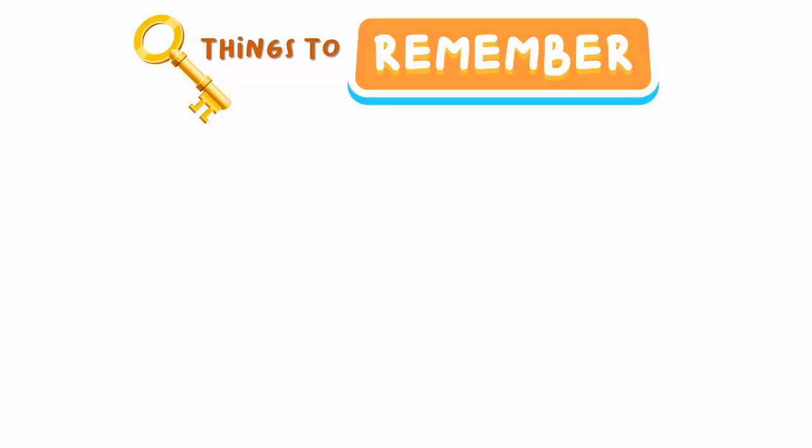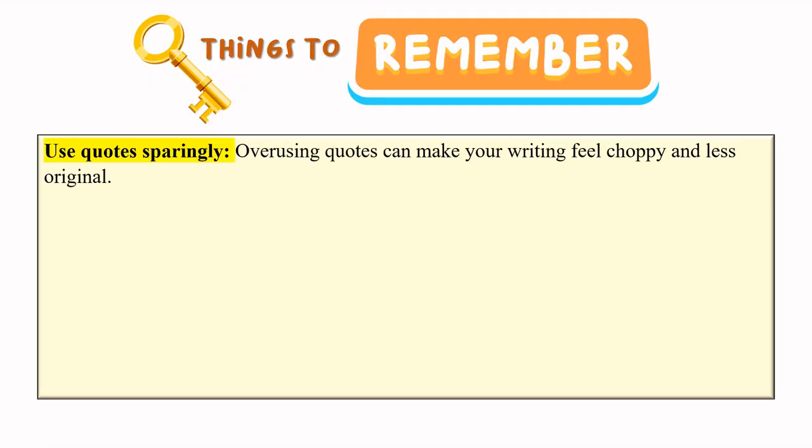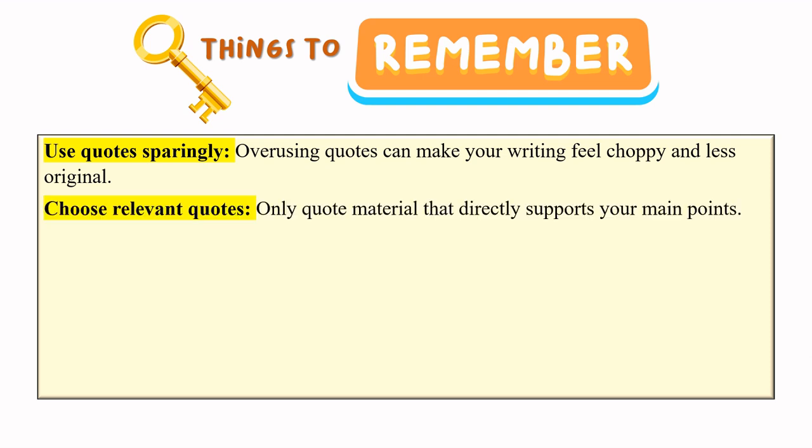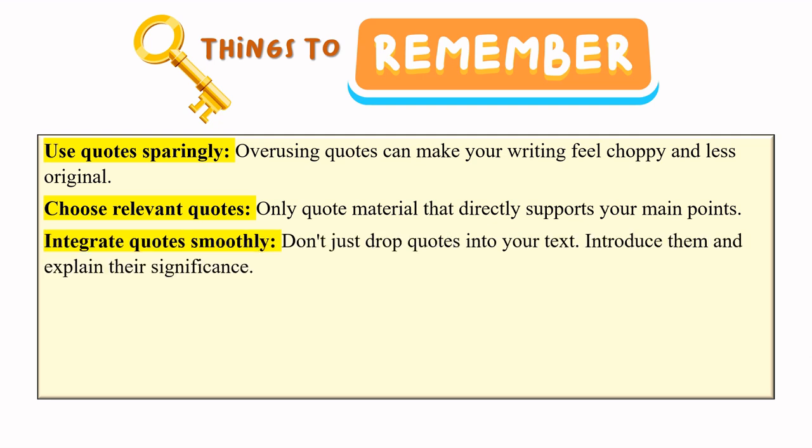Key things to remember about quoting. Use quotes sparingly. Overusing quotes can make your writing feel choppy and less original. Choose relevant quotes. Only quote material that directly supports your main points. Integrate quotes smoothly. Don't just drop quotes into your text. Introduce them and explain their significance.